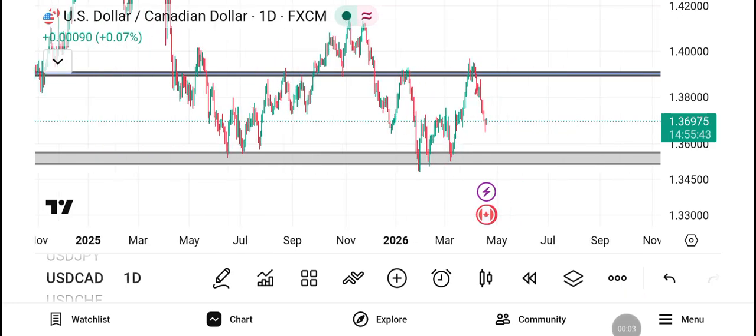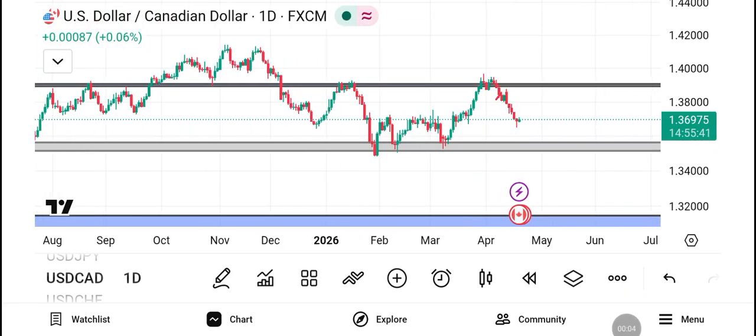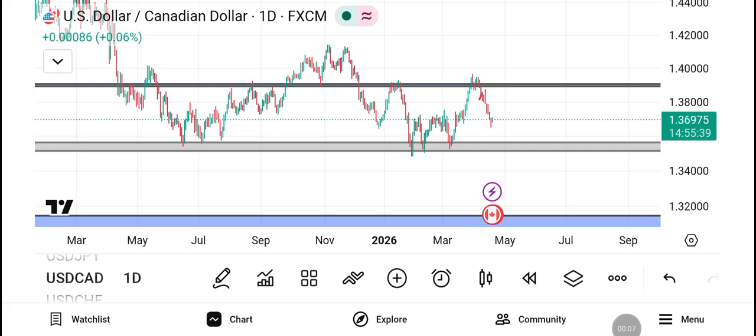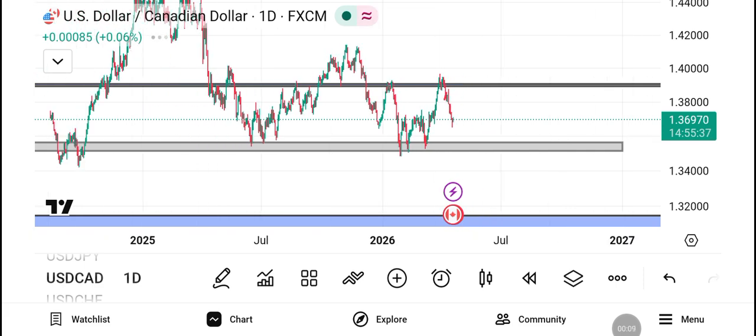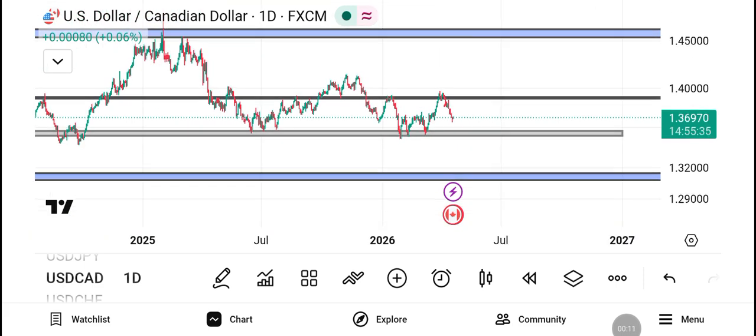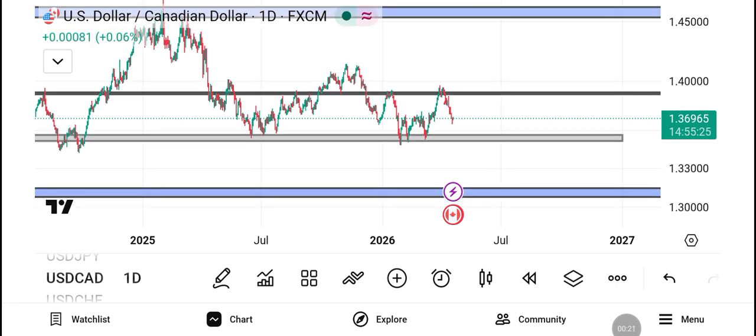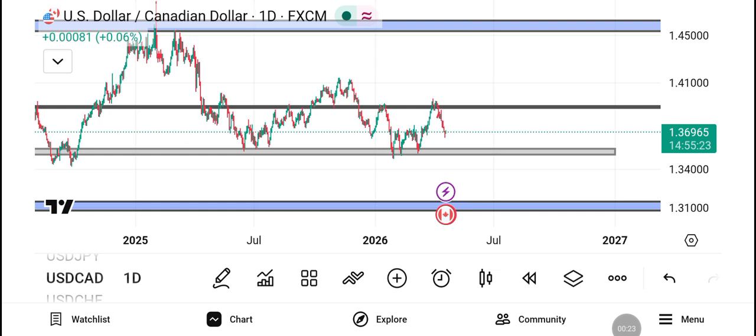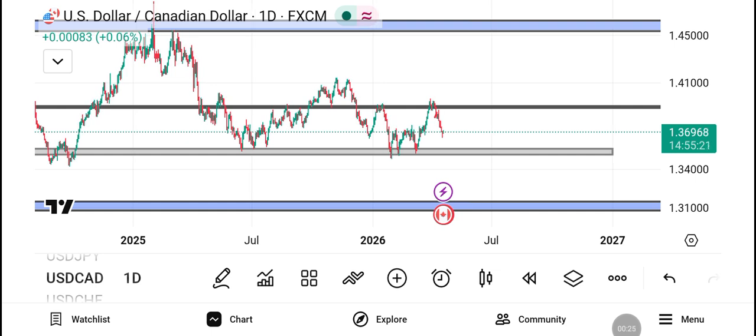Alright, good day guys. I want to show you how I was able to buy this market and sell this market, because of my key levels. I saw the USD CAD acting like it's forming support and resistance, so I just have to follow it. So in a quick breakdown, let's see what we have here.